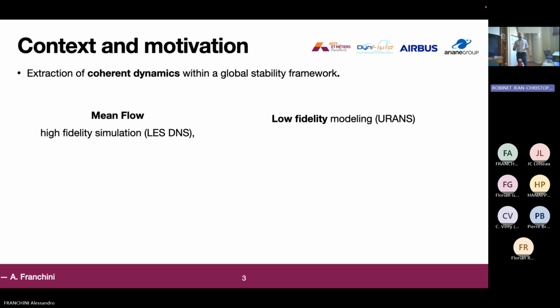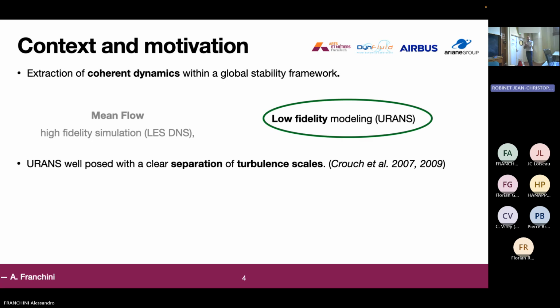So in the literature, there are mainly two ways within the global stability analysis framework to extract coherent dynamics of turbulent flows. There is the mean flow approach, which means that we use high fidelity simulation data like data from LES or DNS, or data from experiments, and then we perform global stability analysis over the Navier-Stokes equations. Or we can use some low fidelity modeling, such as URANS, in which the Navier-Stokes model is closed and the turbulent fluctuations are modeled via the mean flow terms. So in our thesis, we will be presenting the second approach.